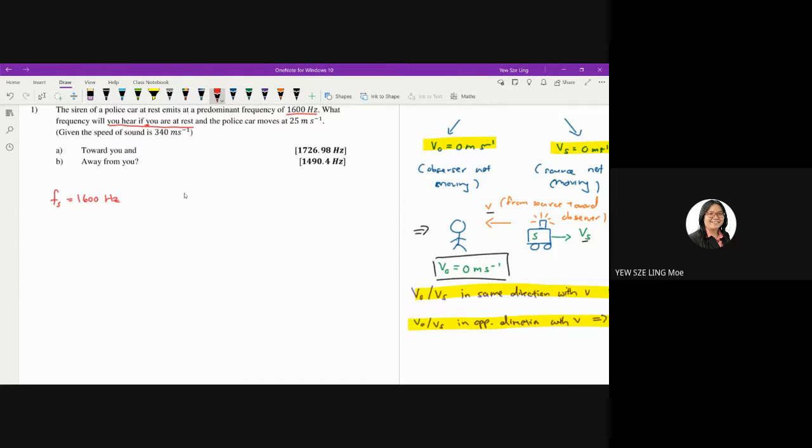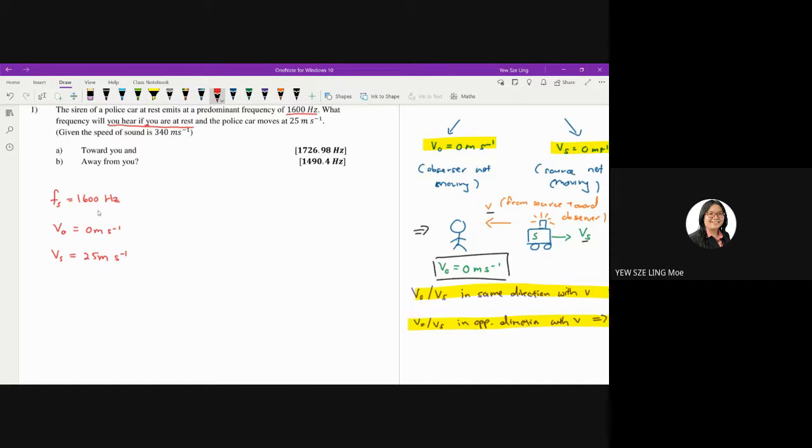So which means, according to this statement, now I have VO equals 0 ms^-1. And the police car is moving, so now my source is moving. Vs equals 25 meters per second, okay, 25 meters per second. And that tells you Fs is 1600 hertz.